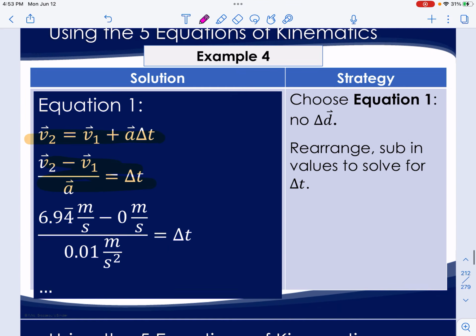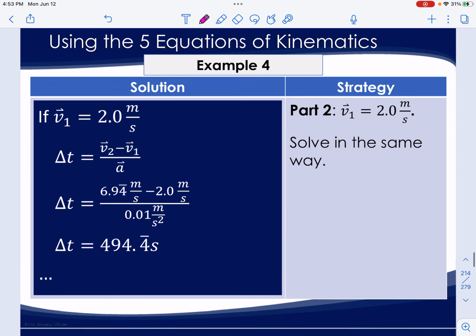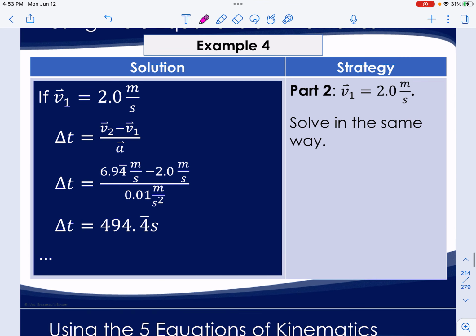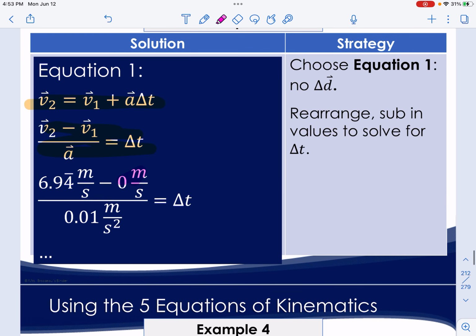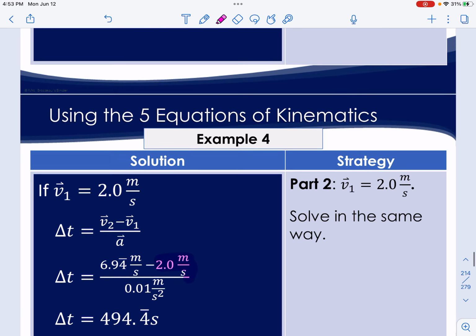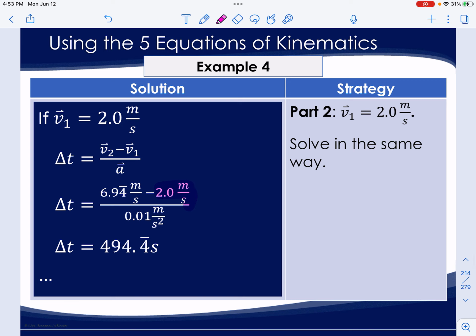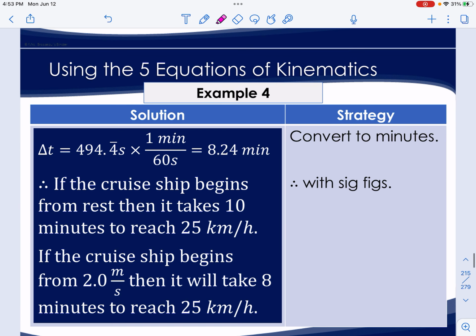So basically we do the same thing, but instead of subtracting 0, we subtract 2 there, because up here we subtracted 0, and now we're subtracting 2. And so we get this 494, and we need to convert that to minutes, and it ends up being 8.24 minutes.